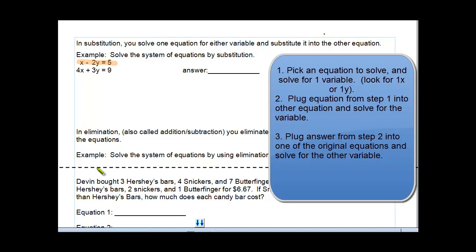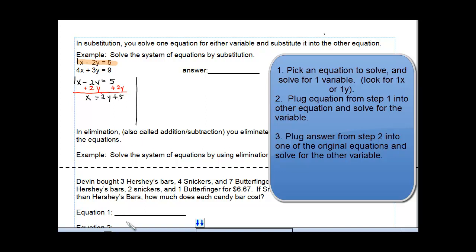So let's pick an equation to solve for. I'm choosing this equation because it has a 1 in front of the x, and that will be simpler to solve. So let's write that equation down and solve for one of the variables. In this particular case, it's easier to solve for 1x than it is to solve for 2y. If I solve for y, I will end up with a fraction. So when we solve x minus 2y equals 5 for x, we have x equals 2y plus 5.